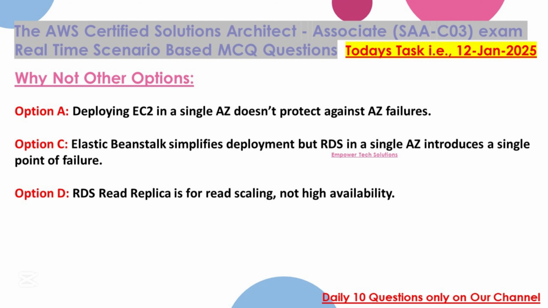Why not other options? Option A. Deploying EC2 in a single AZ doesn't protect against AZ failures. Option C. Elastic Beanstalk simplifies deployment, but RDS in a single AZ introduces a single point of failure. Option D. RDS read replica is for read scaling, not high availability.